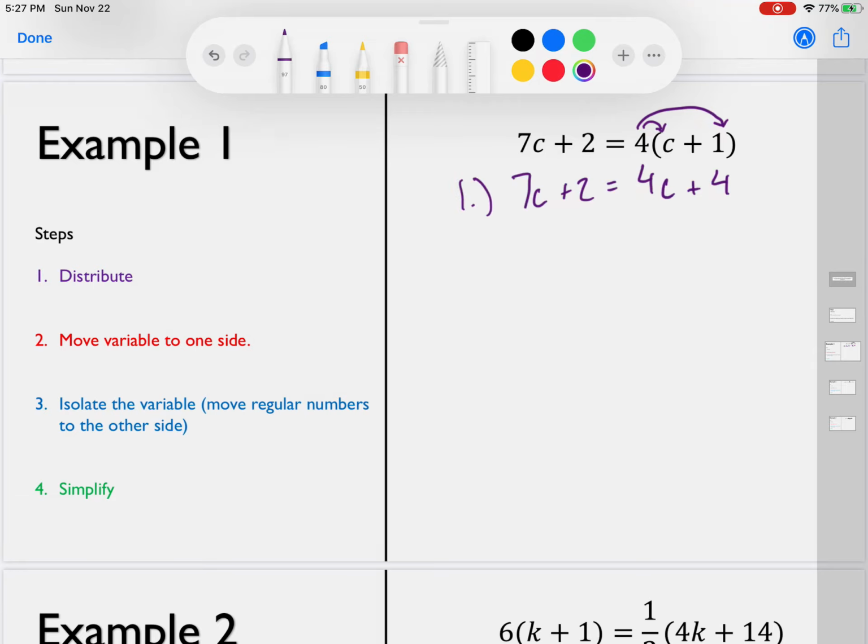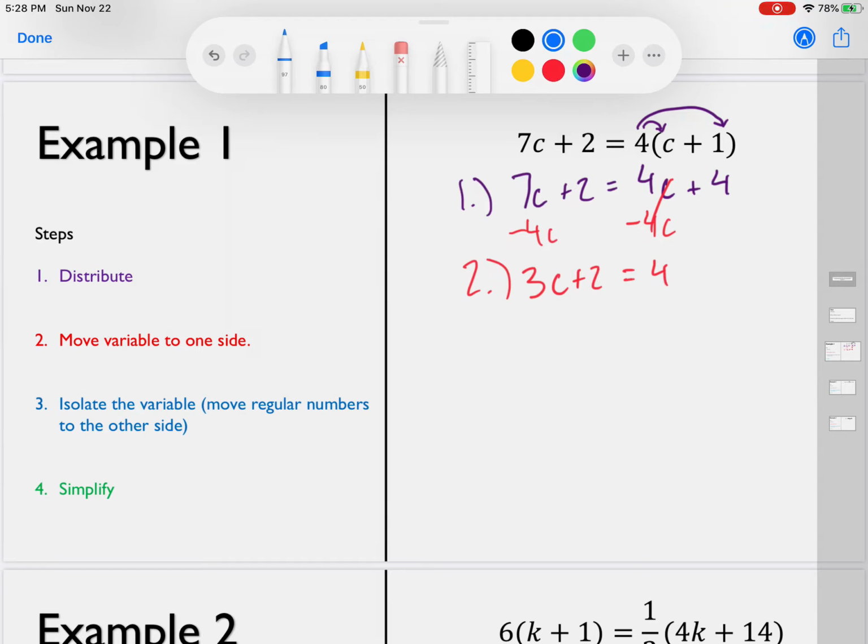Now, once you get to this point, we're going to solve this just like we did back in 2C, where we were solving equations with variables on both sides. First step, we're going to get the variable on one side. I want to move the 4c to the 7c. In order to get rid of a positive 4c, I need to subtract 4c. Of course I do that on both sides because we want to keep the equation balanced and happy. So we're left with 3c plus 2 equals 4.